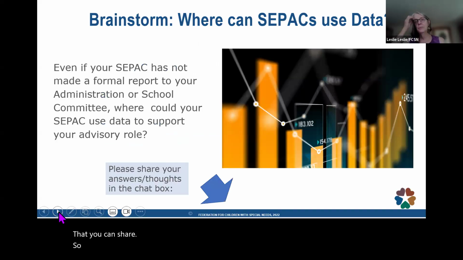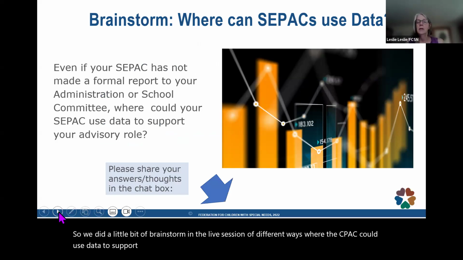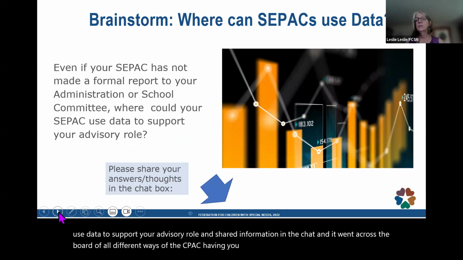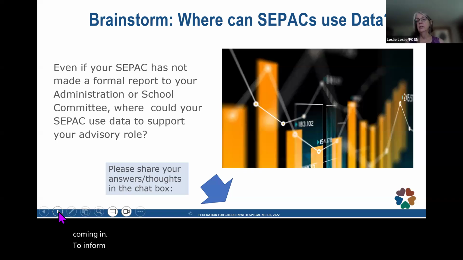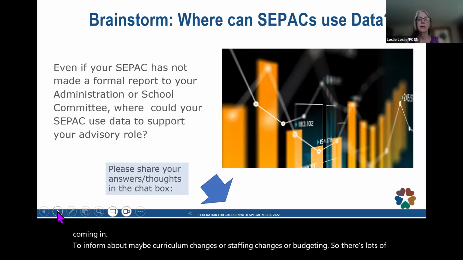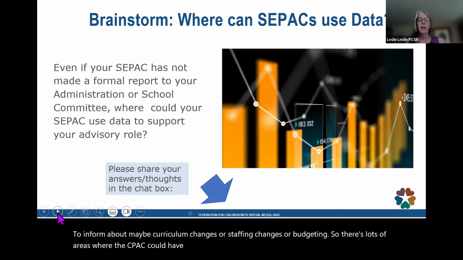So we did a little bit of brainstorm in the live session of different ways the CPAC could use data to support your advisory role, and shared information in the chat. And it went across the board of all different ways of the CPAC having an interesting perspective, and weighing in and coming in to inform about maybe curriculum changes or staffing changes or budgeting. So there's lots of areas where the CPAC could have impact and exercise its advisory role.